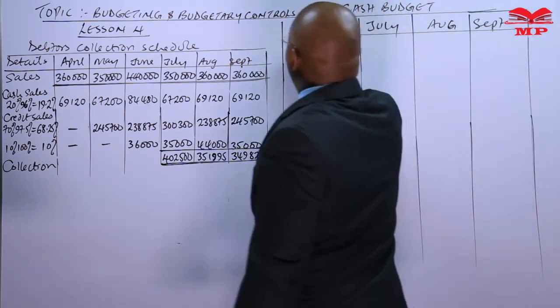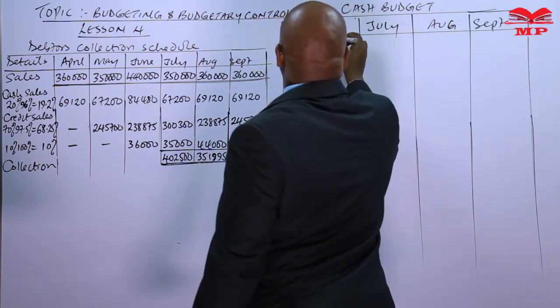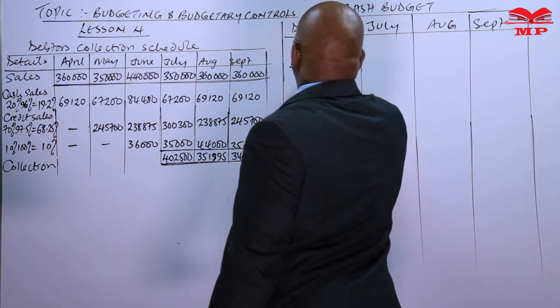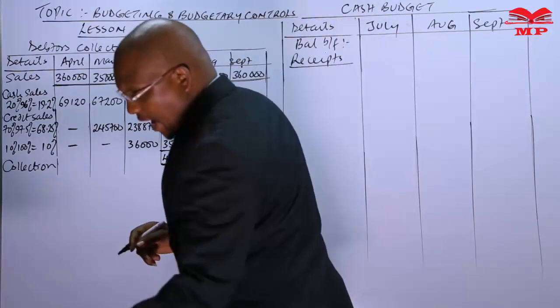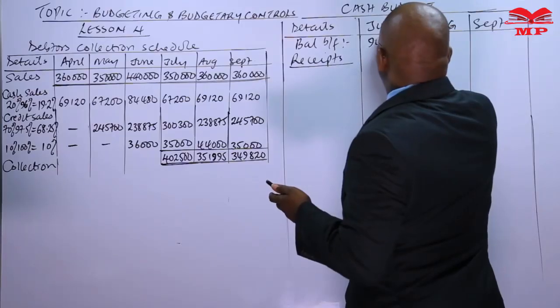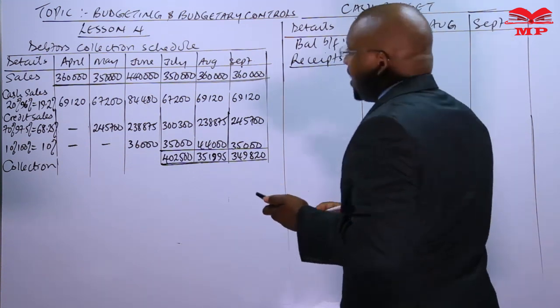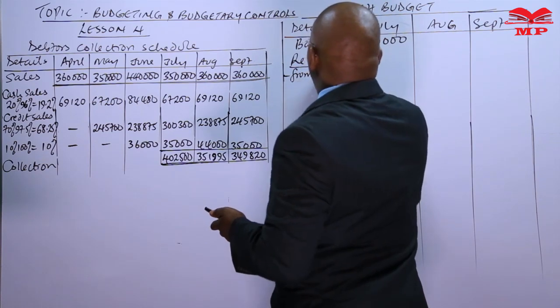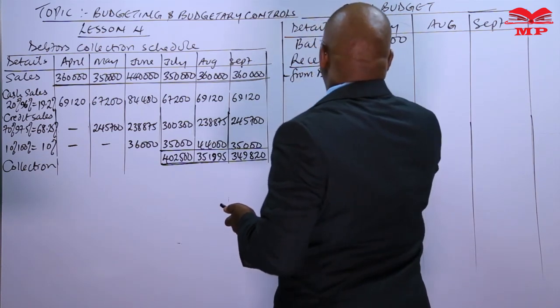Now, the opening balance here, balance brought forward. Then you have receipts. The same format we did in lesson 3. So as we look at our cash balance in July, we have been told clearly in information number 1, the cash balance forecast on 1st of July was 90,000. So we can have here 90,000 as our opening balance. Then the receipts we can have from debtors.